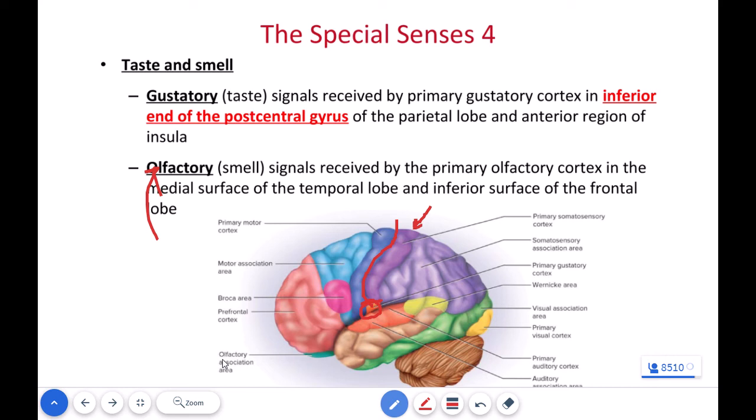And as we look at our olfactory cortex, that's going to be located right down here. It's on the inferior medial margin of our temporal lobe and frontal lobe. So, medial surface of the temporal, inferior surface of the frontal lobes.